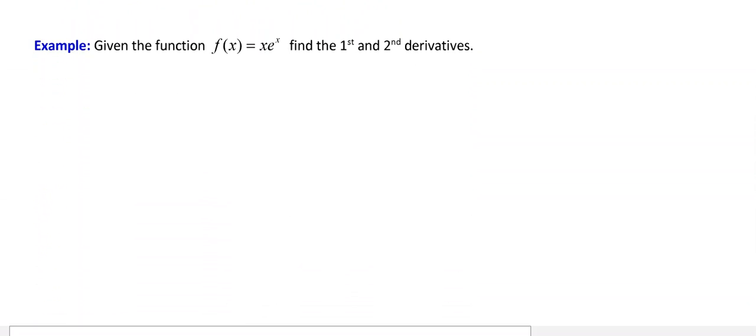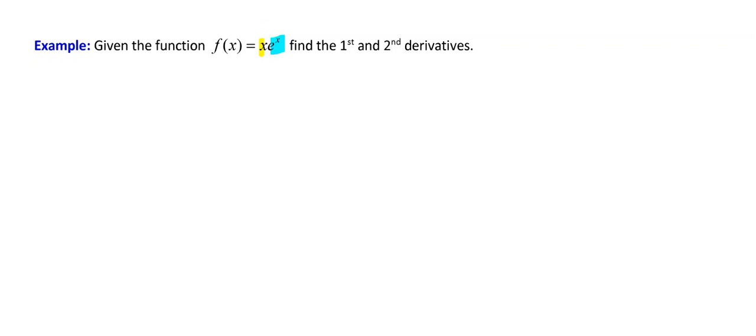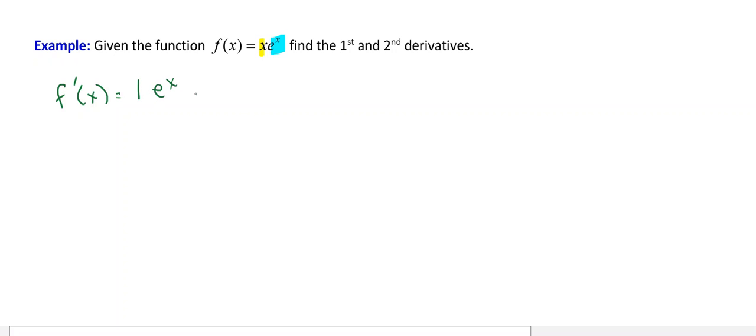In this function, we have to use the product rule because we have two different functions. We have an x and we have an e to the x. So to find the first derivative, we're going to take the derivative of x, which is 1, times e to the x, plus x times the derivative of e to the x, which is e to the x. So this simplifies to simply e to the x plus x e to the x.